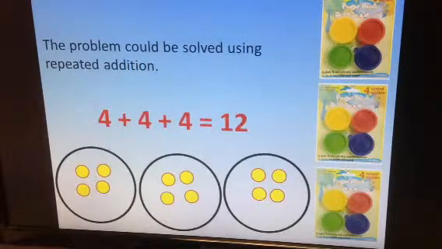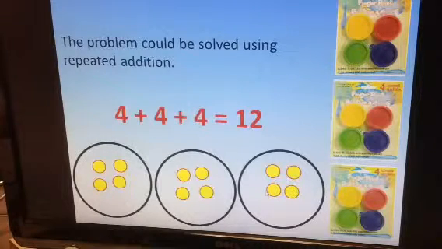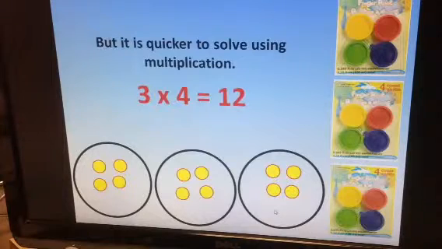We could solve the problem using repeated addition. 4 plus 4 plus 4 equals 12. I have it in counters there. 4 plus 4 plus 4 altogether is 12. But it's quicker and easier to solve using multiplication.